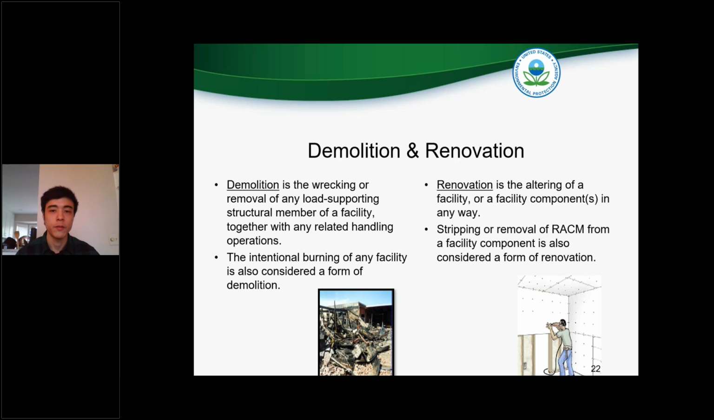So the asbestos NESHAP covers several different things, but for the public, it mainly comes into play when we talk about demolition and renovation of facilities. And the big difference between demolition and renovation is that demolition involves the wrecking or removal of any load-supporting structural member of a facility, and renovation really covers everything else. And one thing to note as well, the intentional burning of any facility is also considered a form of demolition. Next slide.